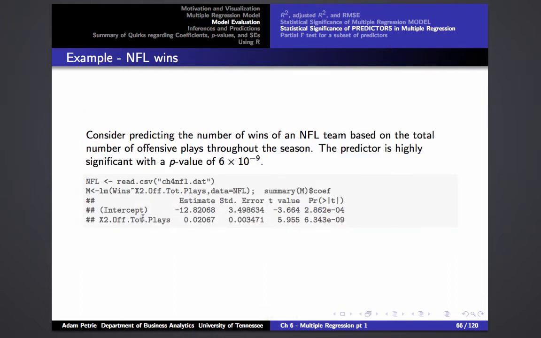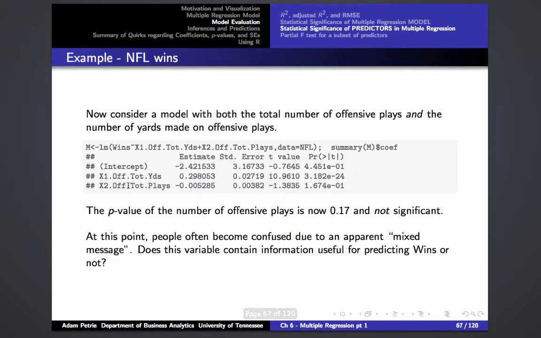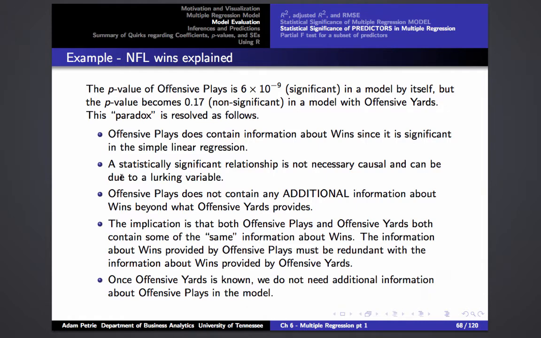It's definitely true that I do better predicting wins using offensive total plays than essentially nothing at all, but it turns out I don't do any better predicting wins if I already know the number of offensive total yards. Adding in knowledge about the offensive total plays doesn't add any additional significant information. So, just a summary of how we explain this apparent paradox where offensive plays is significant in the simple linear regression but non-significant in the multiple regression model.